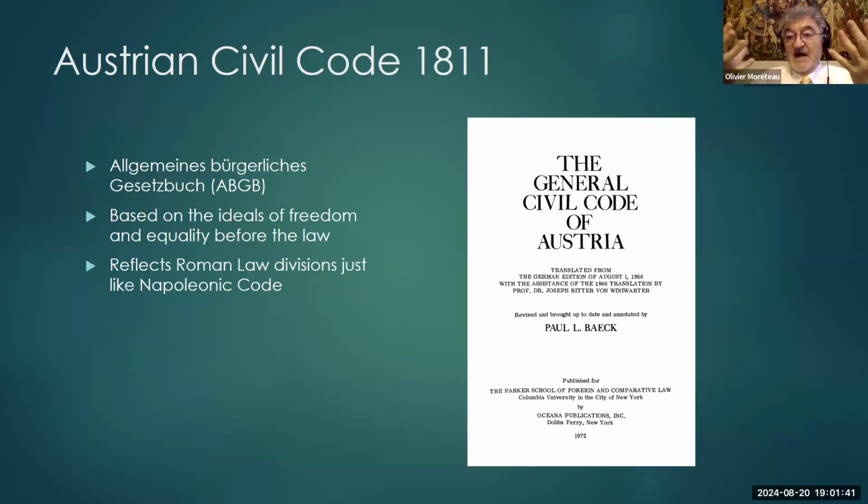The Habsburg Empire had adopted codification not long after the French, in 1811, with the General Civil Code of Austria, the Allgemeines Bürgerliches Gesetzbuch, the ABGB, as they call it in short, which is really a natural law product. It's based on the ideals of freedom, equality before the law, no class system, a very general and simple provision, a little bit in the spirit of the French Civil Code. It reflects Roman law division, just like the Napoleonic Code.